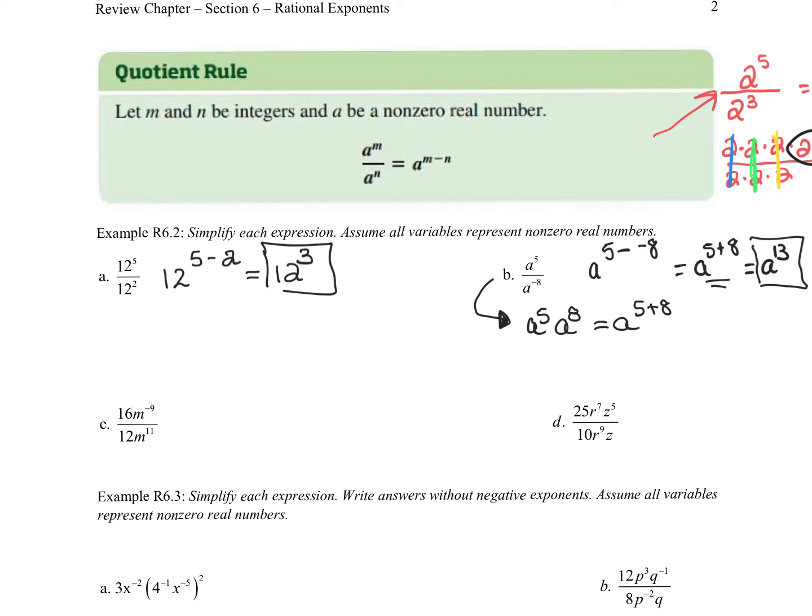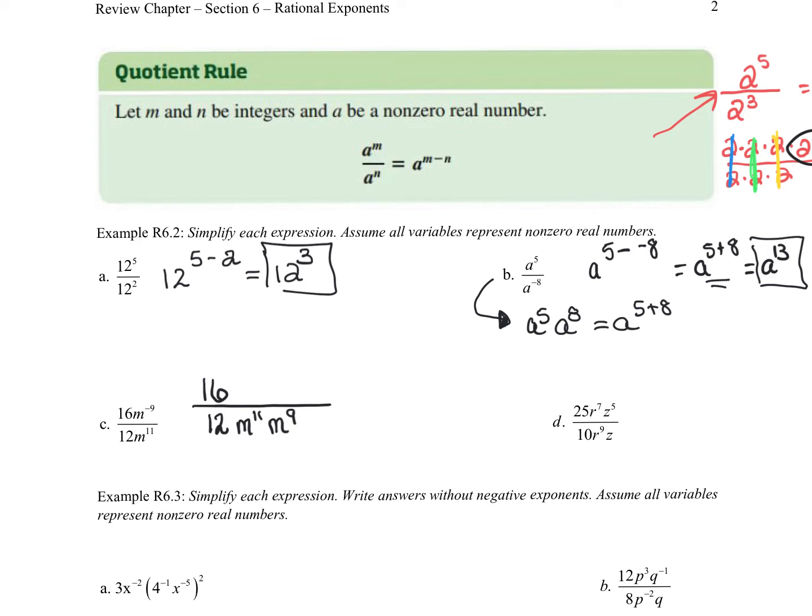So in letter C, I'm going to do it piece by piece. The 16 stays where it is, does not have a negative power. My 12 stays where it is, doesn't have a negative power. My m to the 11th stays, does not have a negative power. But my m to the 9th has a negative power. So you can do it like this.